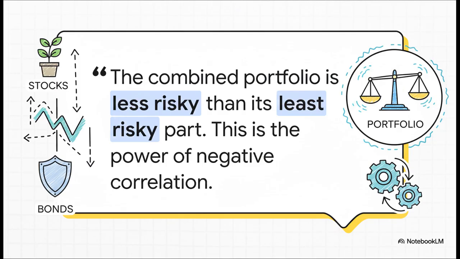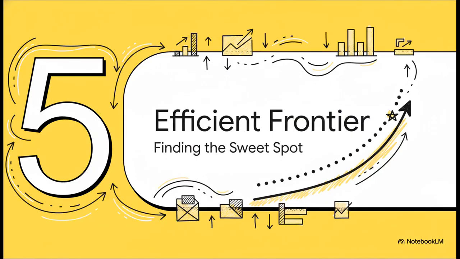It's because in this example, the stocks and bonds have an incredibly strong negative correlation of -0.97. When one zigs, the other zags. They cancel out a huge amount of volatility. This is the so-called free lunch of diversification. So, how do we take this amazing principle and use it to systematically build the best possible portfolio? Well, that brings us to part 5, finding the efficient frontier.